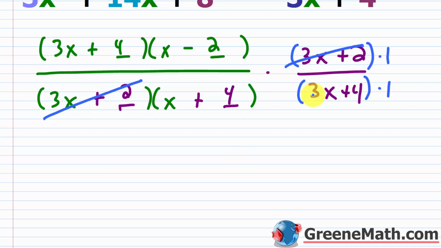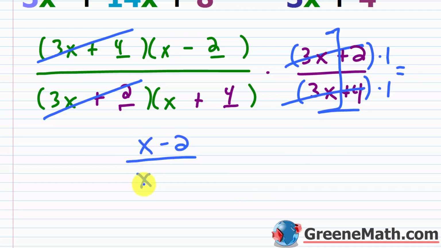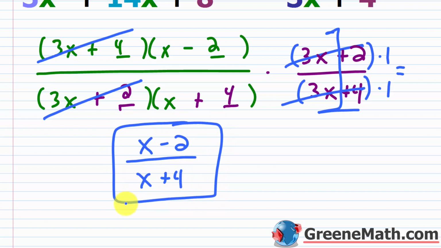Then I'm looking at this 3x plus 4 and this 3x plus 4. So this cancels with this. So this right here is a big fat 1 now. It's completely canceled. So all I'm left with, if you want to solve this problem, is just the x minus 2 over the x plus 4. And that's your simplified answer. You don't need to do anything else. Things canceled, so you didn't even have to multiply.